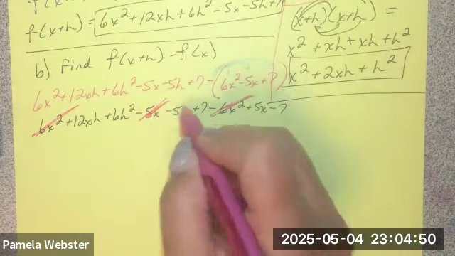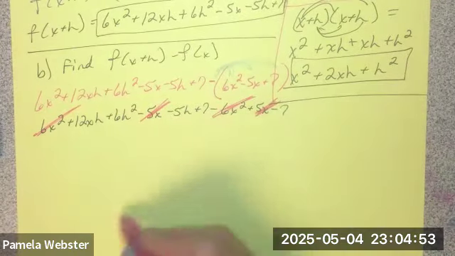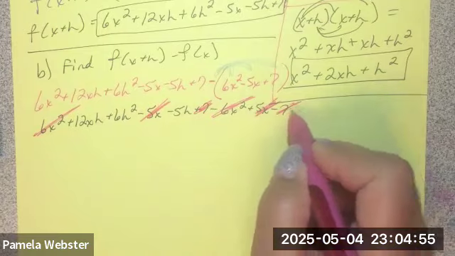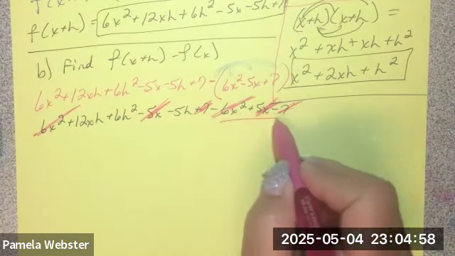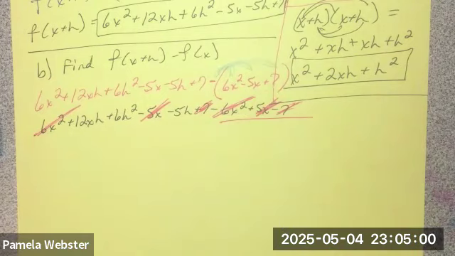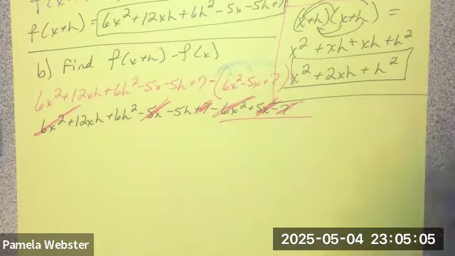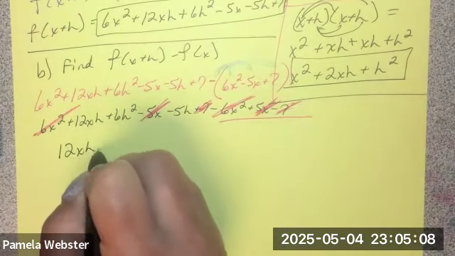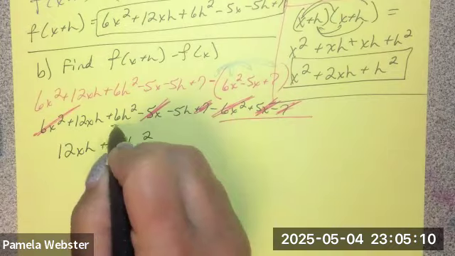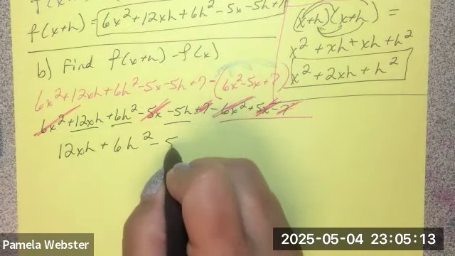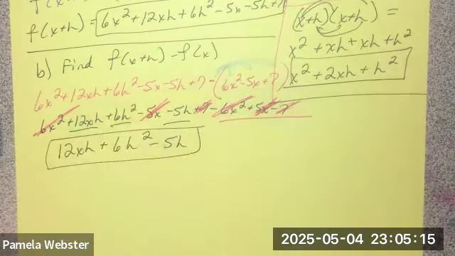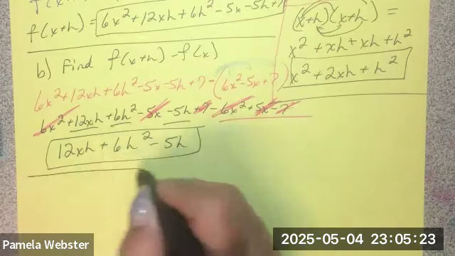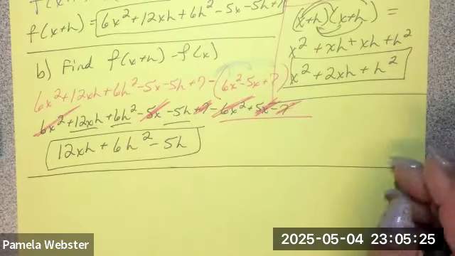This minus 5x goes away with this positive 5x. And this positive 7 goes away with the negative 7. If I did it right, everything that I just distributed through should go away, right? And the stuff that's left over, 12xh, 6h squared, and a minus 5h, all of that stuff is the stuff that's left with the h's in it, right? Get rid of all that other stuff. It goes away. And now I just have h's left, okay?